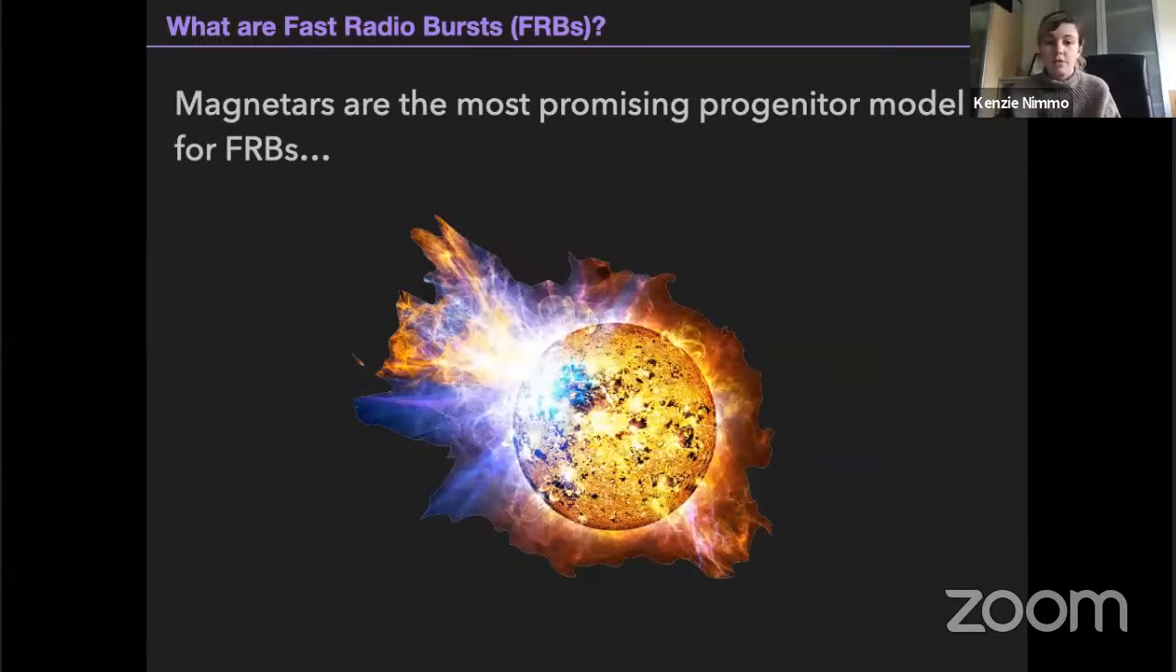Magnetars are highly magnetized neutron stars where the source of the energy comes from the decay of the magnetic field as opposed to spin down or accretion or heat. And because they have such a strong magnetic field, they have a huge energy budget, which is what we need if we want to produce these high luminosity bursts.